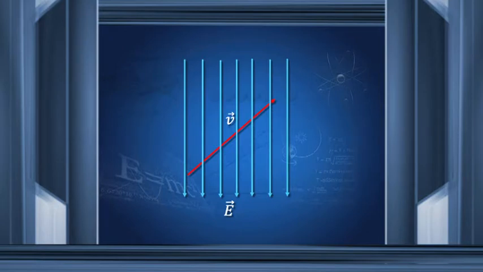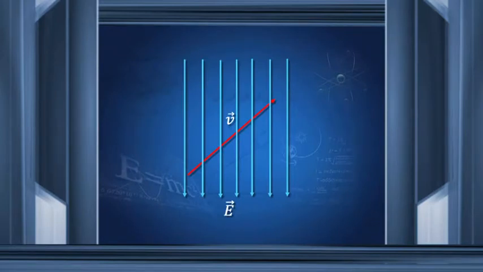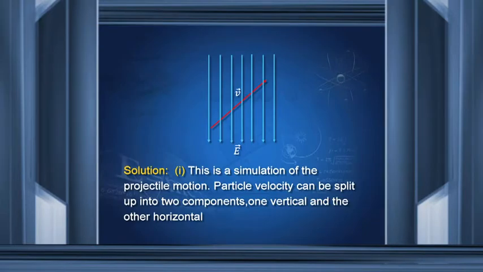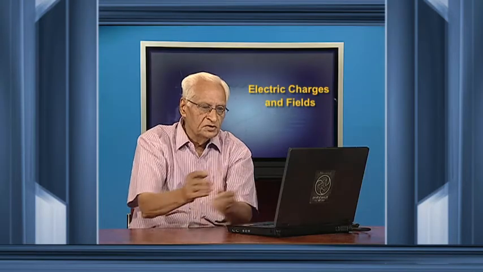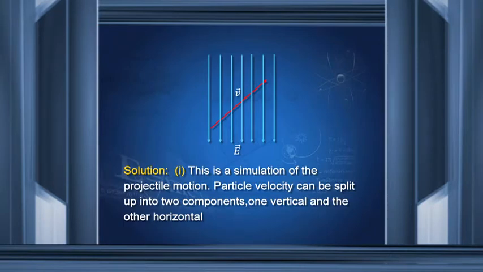I can resolve this velocity into two components, one along the field, and another perpendicular to the field. Perpendicular to the field, there is no force. Along the field, there is a force. So, what will happen? The component along the field will decrease as it goes up. At some place it will become 0 and then start coming back. In the meantime, because of horizontal velocity, the particle keeps going. So, you can see this is the same situation as that of a projectile. So, the motion would also be that of a projectile. The path taken would be that of a projectile.